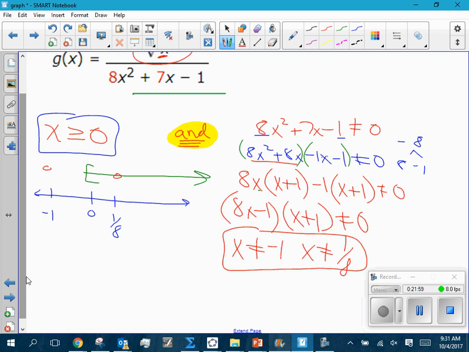So to write this in interval notation, we start at 0. We're going to go up to 1/8.